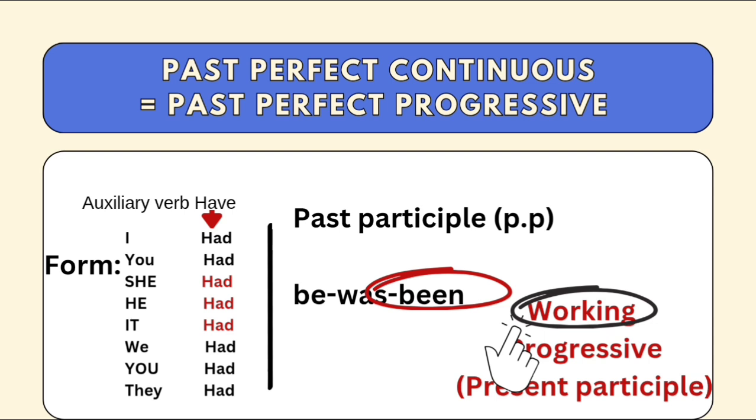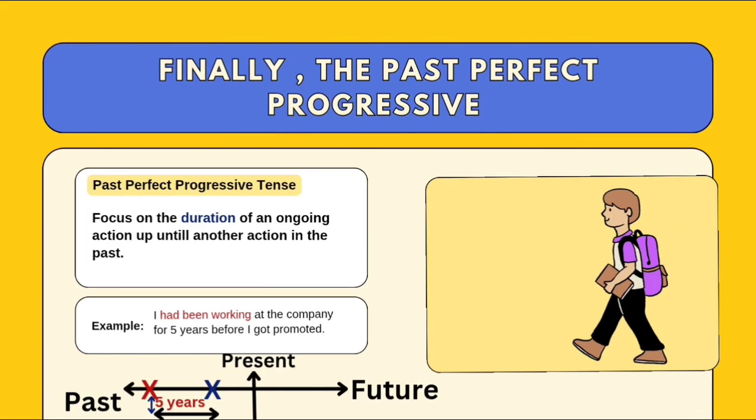Finally, the past perfect progressive. Here's the main use. We use it when we want to focus on the duration of an ongoing action up until another action in the past. I know it may sound complicated, but it's not really complicated. Here it is. I had been working at the company for 5 years before I got promoted. So if I give you the diagram, you're going to understand very quickly.